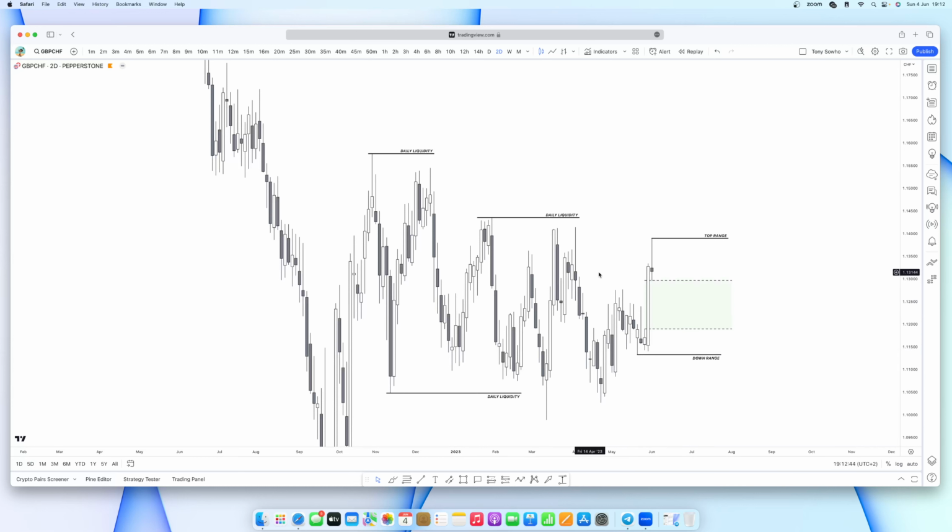So be on the lookout for GBP CHF. I'm bullish. Somewhere inside this imbalance, be on the lookout for accumulation. Break of structure to the upside, play the retest. Okay, so GBP CHF, I am bullish.